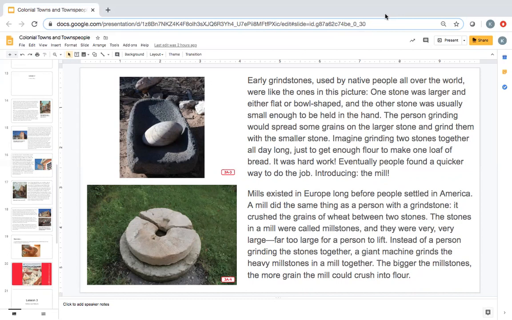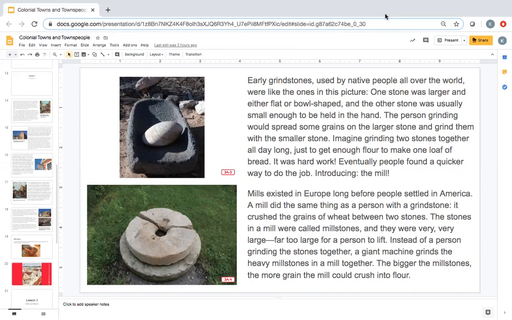Mills existed in Europe long before people settled in America. A mill did the same thing as a person with a grindstone. It crushed the grains of wheat between two stones. The stones in the mill were called millstones, and they were very, very large, far too large for a person to lift.